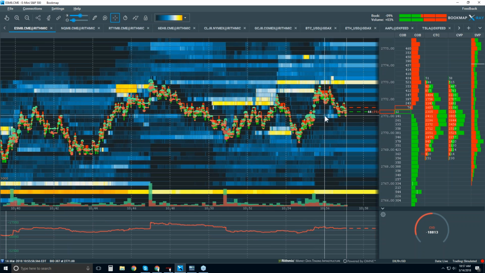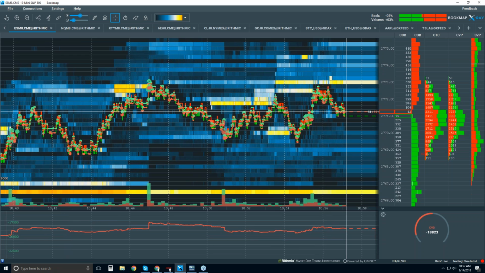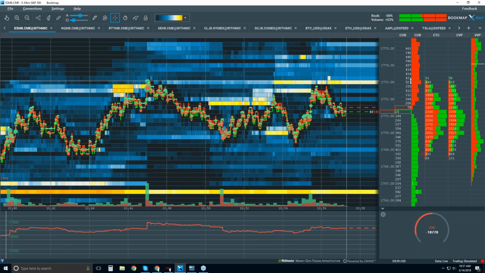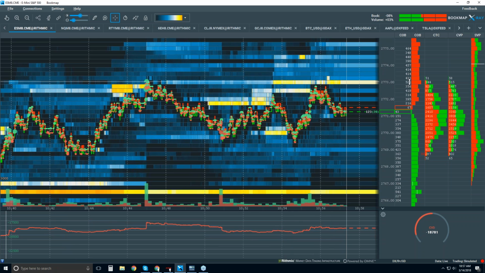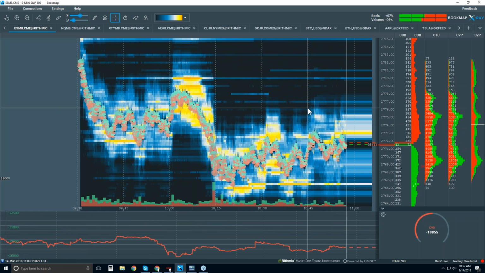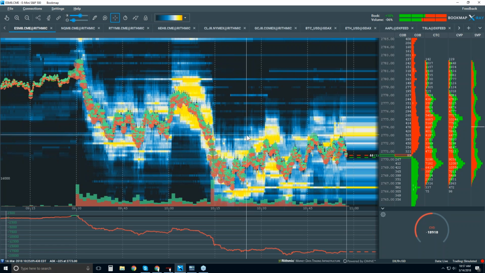There are many benefits to having this data recorded for you, because in the DOM, once these numbers change, that data is gone. But with the recording, we can zoom out and see in the auction how they're starting to behave at some of these areas. So we can start to use our depth of market data on much higher time frames and gauge the intent of those traders.